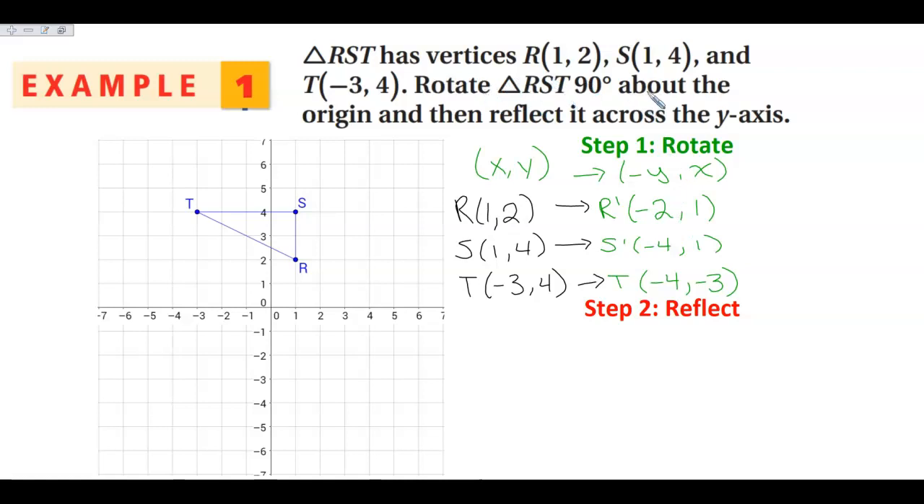Okay, so the first thing we want to do is rotate it 90 degrees about the origin. So that's what we're going to do first here. That's what we did. So what I want to do is graph this. So I'm going to do negative 2, 1.